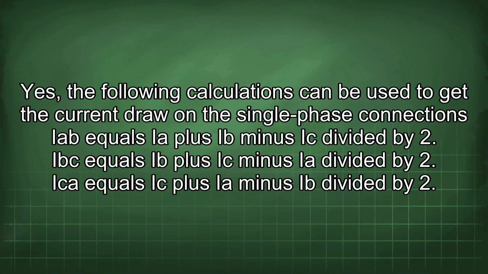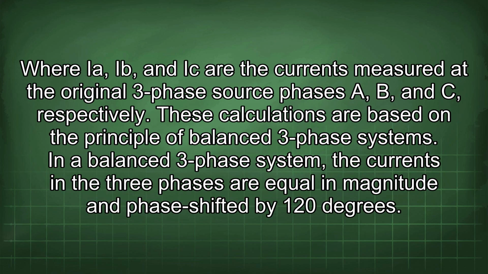Yes, the following calculations can be used to get the current drawn on the single-phase connections. I_AB equals (I_A plus I_B minus I_C) divided by 2. I_BC equals (I_B plus I_C minus I_A) divided by 2. I_CA equals (I_C plus I_A minus I_B) divided by 2, where I_A, I_B, and I_C are the currents measured at the original three-phase source phases A, B, and C, respectively.